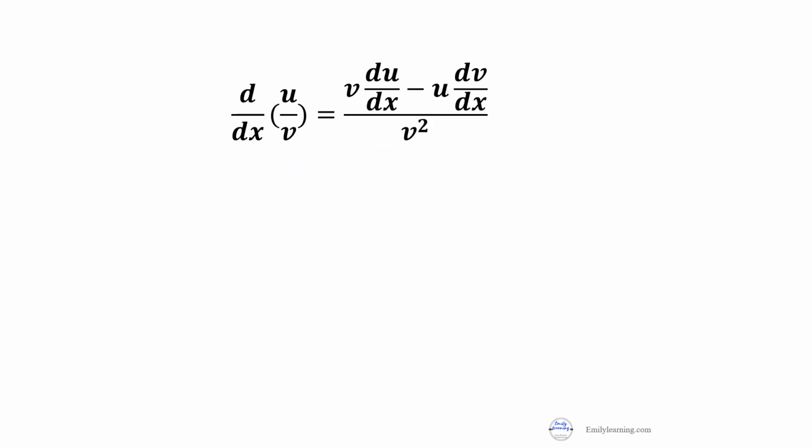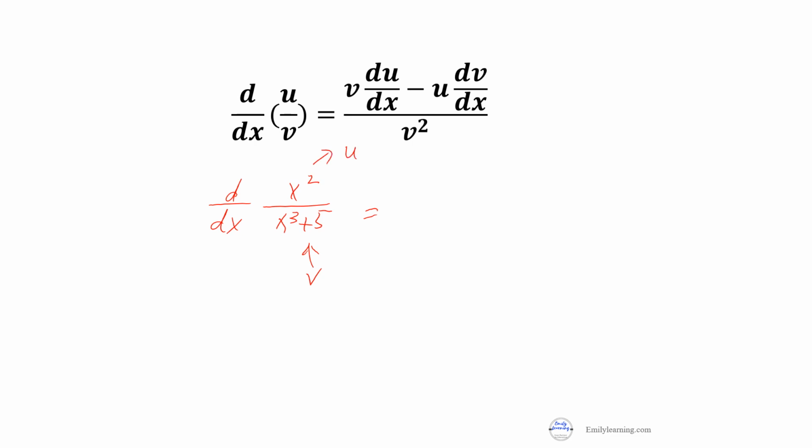Now let's look at the quotient rule. When you have two functions of x divided by each other, you can apply your quotient rule. Keep the denominator, differentiate the numerator, minus keep the numerator, differentiate the denominator, all over the denominator squared. Let me give you an example. Let's take x squared over x cubed plus 5. So v is your x cubed plus 5 and x squared is your u.